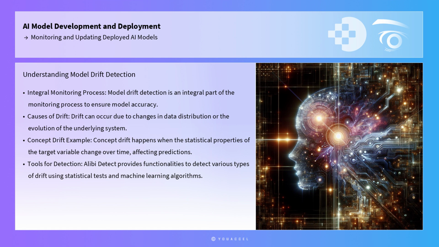Drift can occur due to changes in data distribution or the evolution of the underlying system. Concept drift, for example, happens when the statistical properties of the target variable change over time, which may lead to suboptimal model predictions. Tools like Alibi Detect, an open-source Python library, provide functionalities to detect various types of drift using statistical tests and machine learning algorithms.